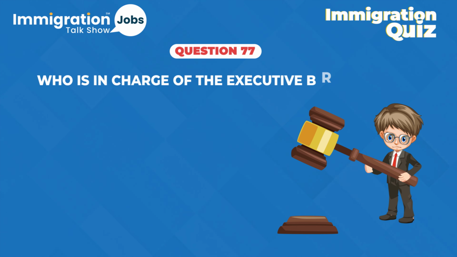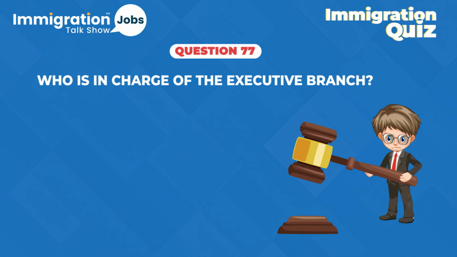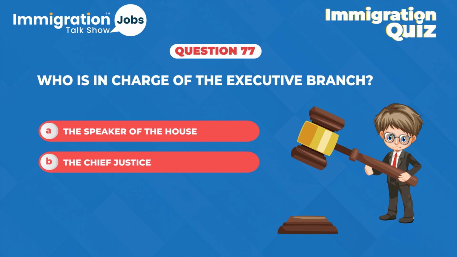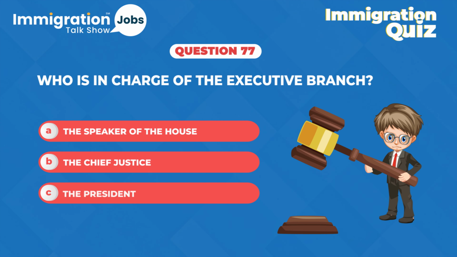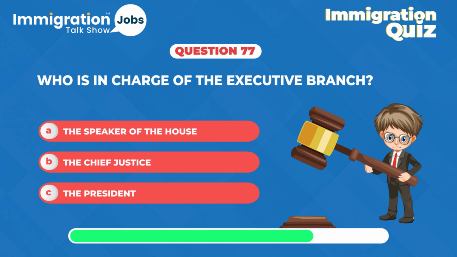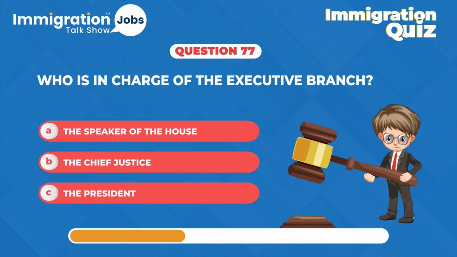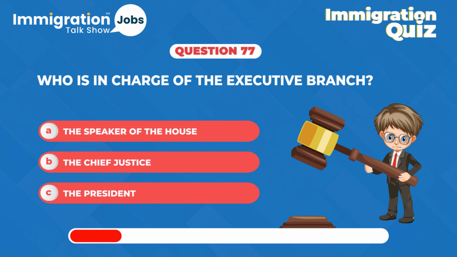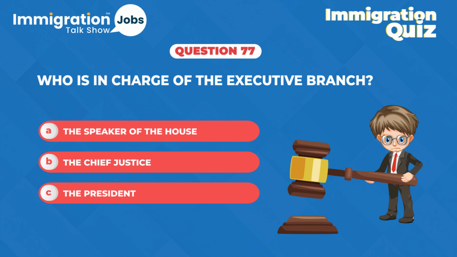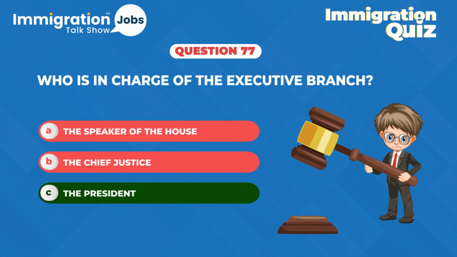Who is in charge of the executive branch? Option A, the Speaker of the House. Option B, the Chief Justice. Or option C, the President. And the correct answer is option C, the president.